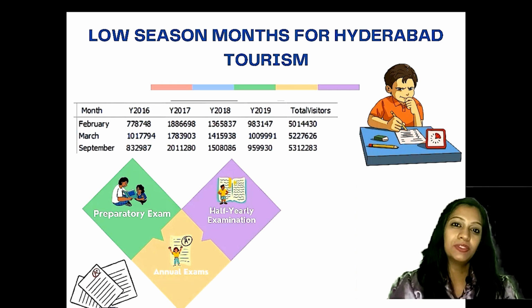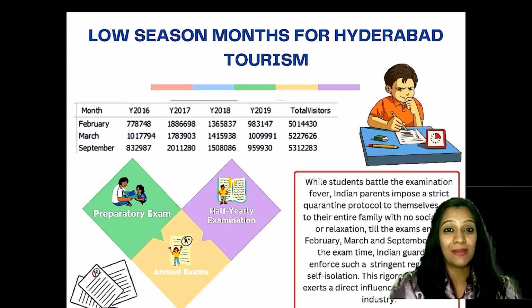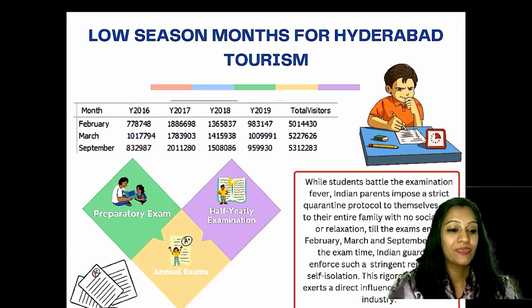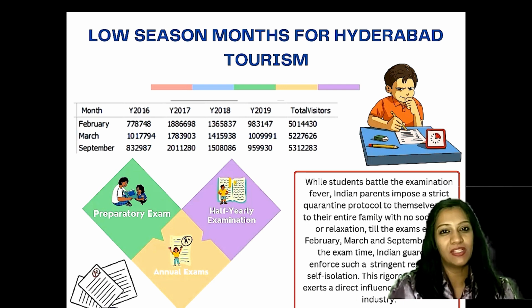The reason could be the examinations, where all the students are battling examination fear. Indian parents quarantine themselves and their whole family until the examination ends. February is the preparatory examination time, March is the final examination time, and September is the half yearly examination time. So the examination time is always a crucial time for parents and children, and they would definitely not prefer traveling around. So this could be the reason why there's low tourism during that period.